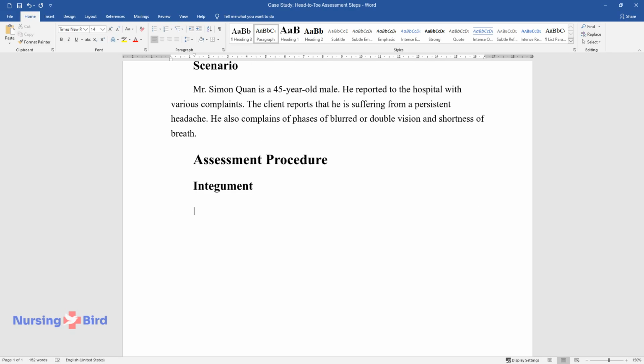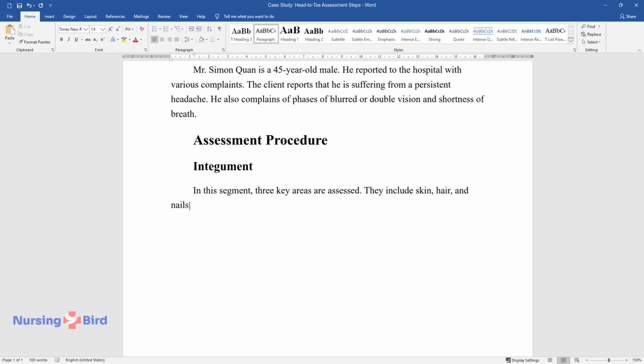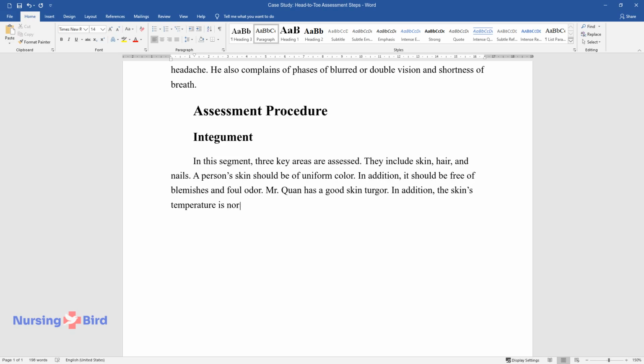Integument. In this segment, 3 key areas are assessed. They include skin, hair, and nails. A person's skin should be of uniform color. In addition, it should be free of blemishes and foul odor. Mr. Kwan has a good skin turgor. In addition, the skin's temperature is normal.